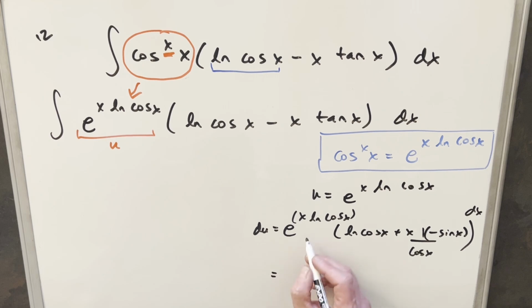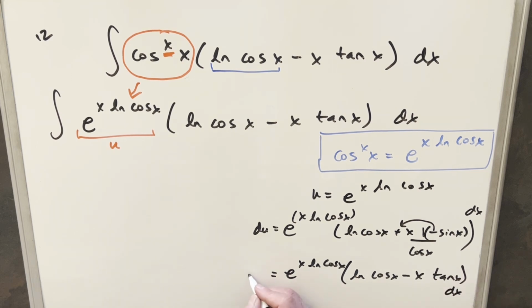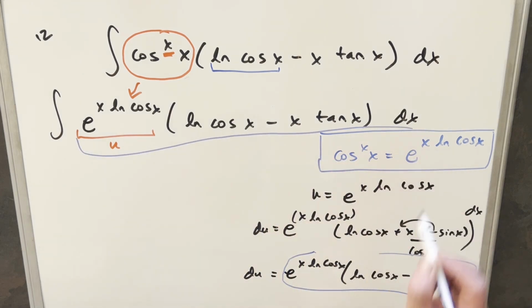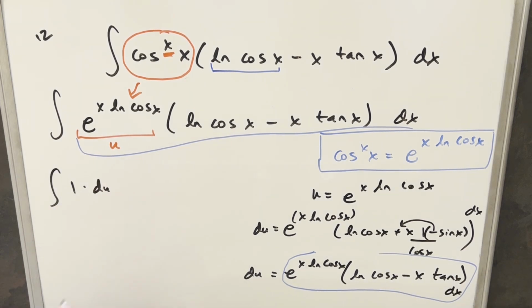But then I can rewrite this a little bit. We'll bring down this e to the x ln cos x. This thing becomes ln cos x. This minus sign I'll bring here, so we'll write this as minus x sine x over cosine x. This is just tan x. And again, I didn't leave room for the dx. But then look what just happened. This whole thing right here is actually our whole integral. So the whole integral becomes just du, and I can look at it as 1 times du.